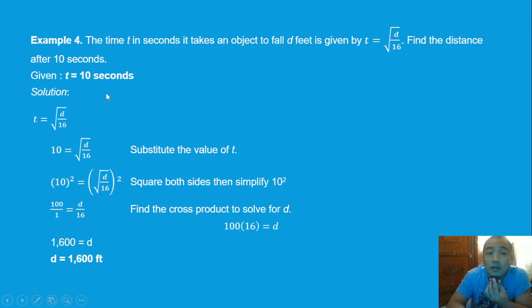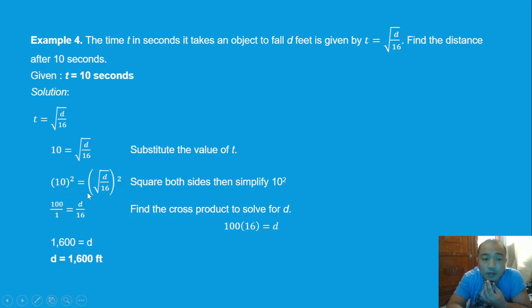So the time is 10 seconds. Square root of d over 16. So our equation now is the radical equation 10 equals square root of d over 16. From here, this is now a radical equation. So square both sides, then simplify.